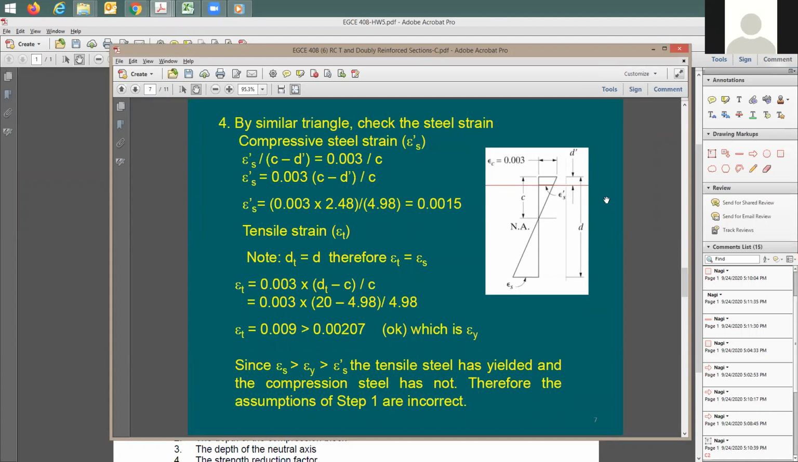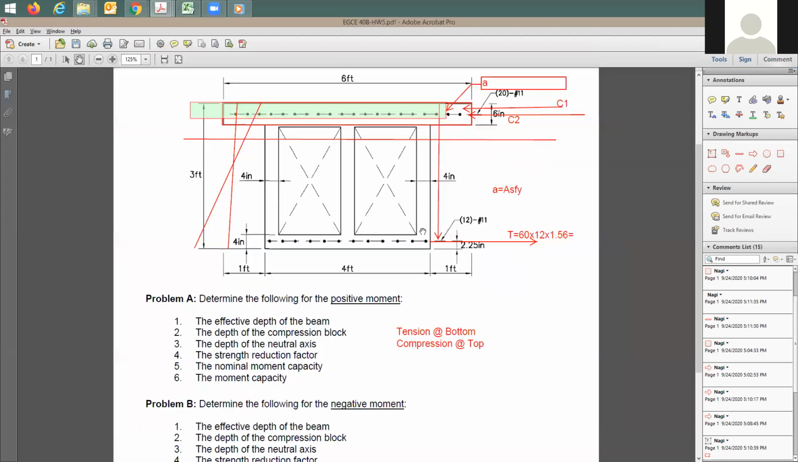My question is, when you do the negative moment, and we know that tension is on the top now and compression's on the bottom, does that mean the tension is still 1 force and the compression will be 2, or would it be different? Yes, absolutely. You just flip this. You just take these 2 forces, put them on the bottom, and this tension force, put it on the top.